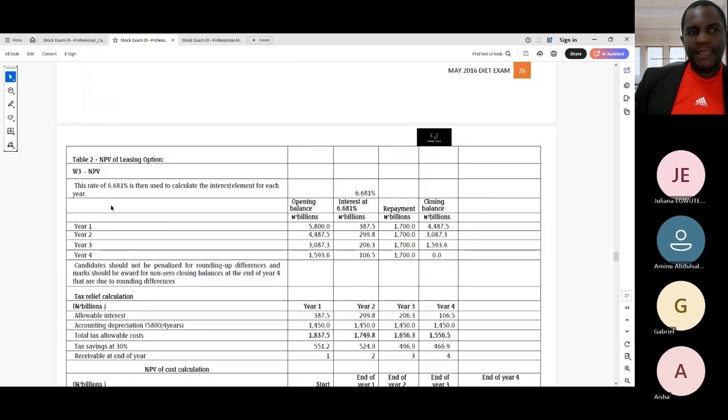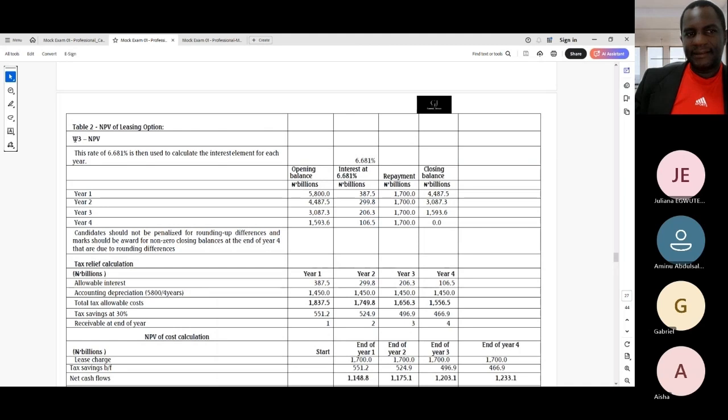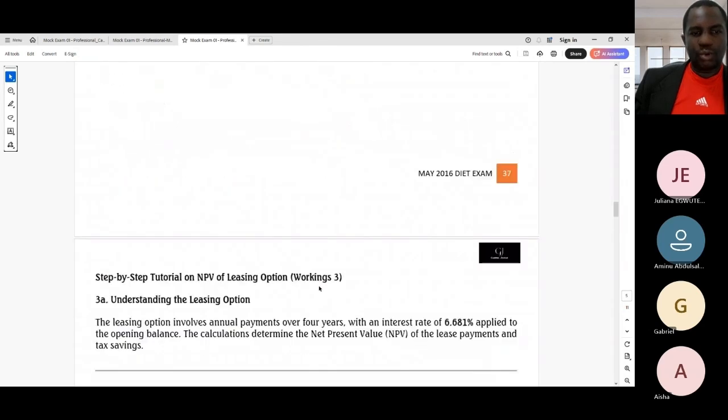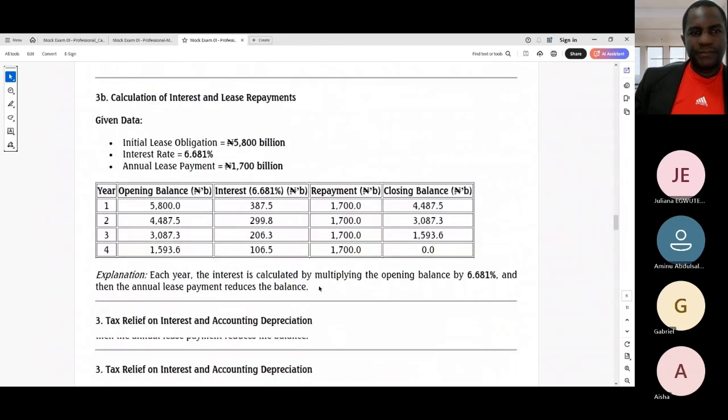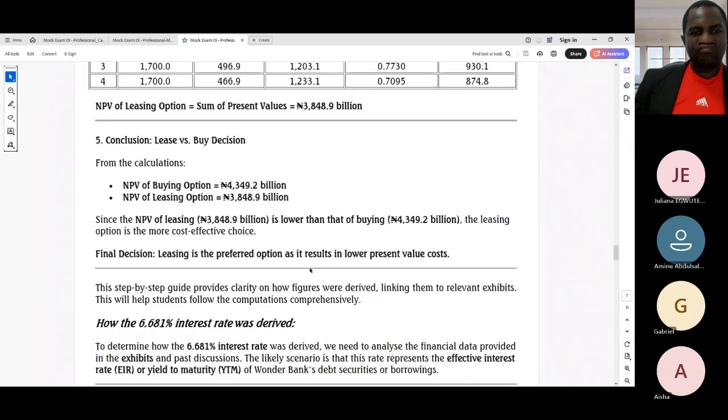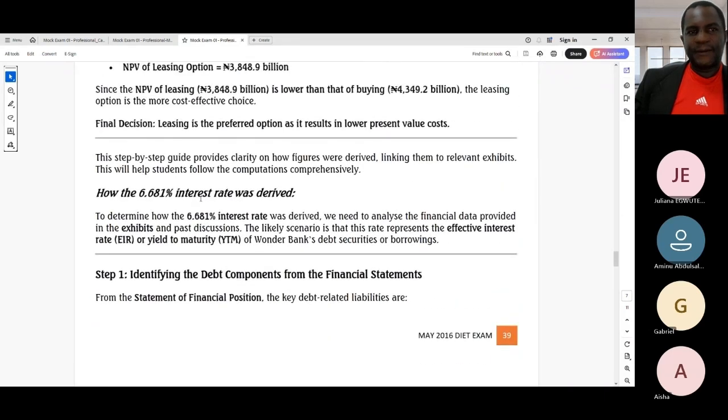Then this other table is the workings 3. This rate of 6.681 you want to use for the leasing option. Let me show you how it was derived. Very, very pepperish. Now, if you go down to the workings, page 39, I stated how 6.681 interest was derived.